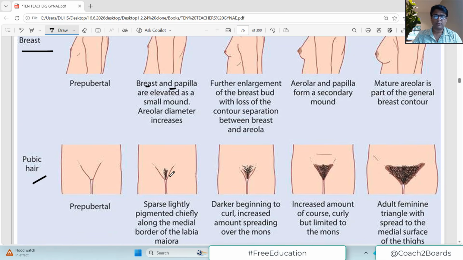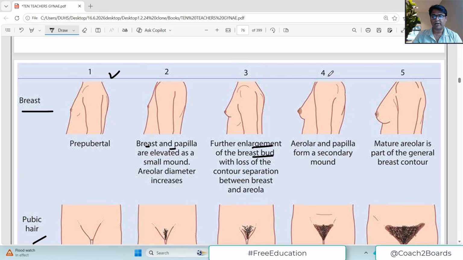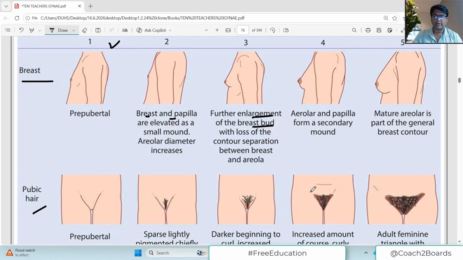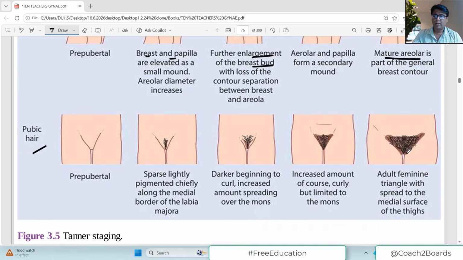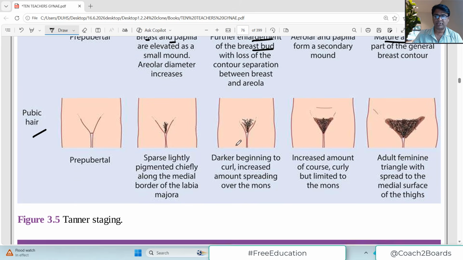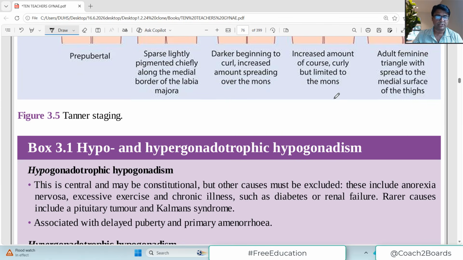You also see sparse pubic hairs, and then there is further enlargement of the breast, which is Tanner 3 to Tanner 4, with further growth and darkening of pubic hairs, and then finally Tanner 5, which is the mature breast contour and the adult pubic hair pattern. So these are the Tanner stagings, nicely depicted on these diagrams.